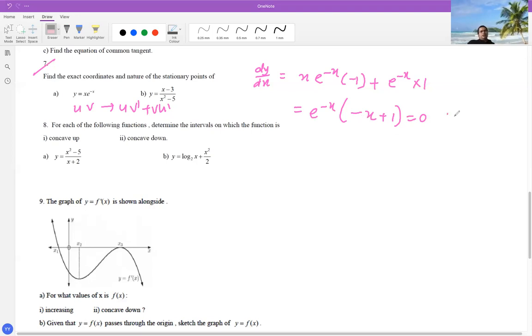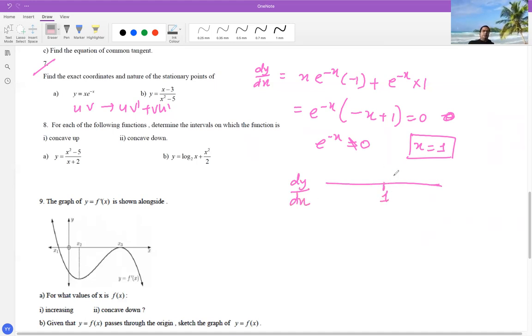Now you can equate this to 0 and solve for x. e to the power negative x can't be 0, so x is basically 1. Once you have x is 1, you have to verify what kind of stationary point that is. You can do the double derivative, or you can do the single derivative sign diagram. I will do this question using the single derivative sign diagram about 1.